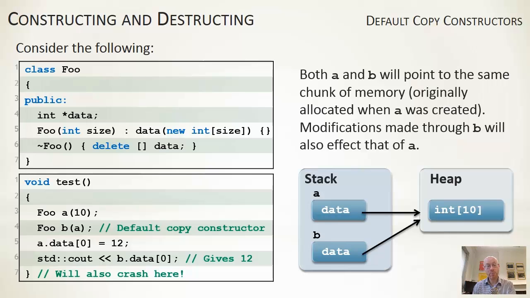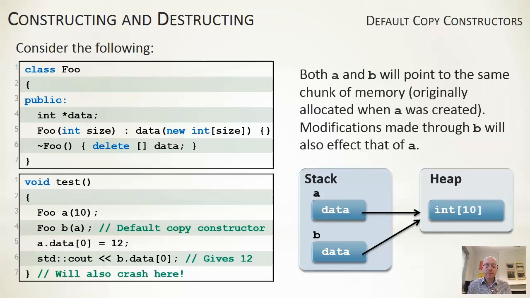What this means then is in line 5, if we change data through A, and line 6, if we then print out the data through B, because we're accessing shared data, then we're going to get the same access and lookups from both instances. And line 7, so whenever we exit out of test, the program will also crash at this particular point. The reason for that comes down to how the destructor kicks in.